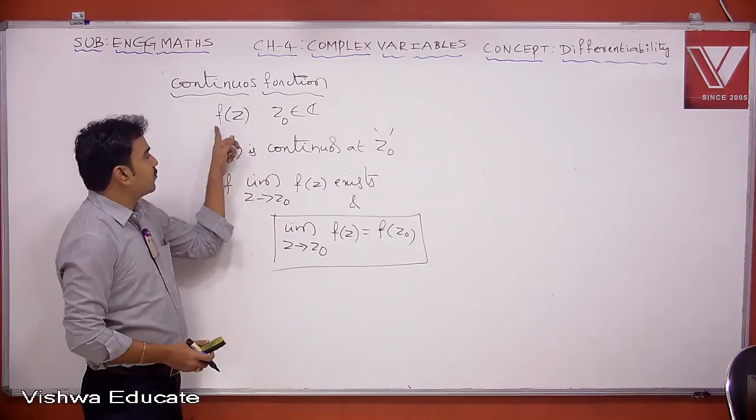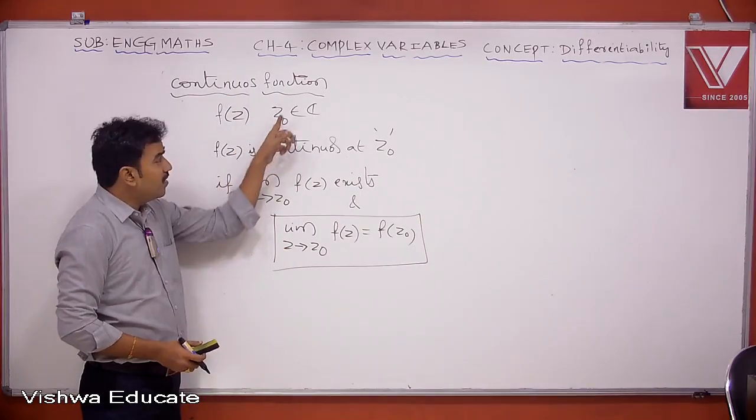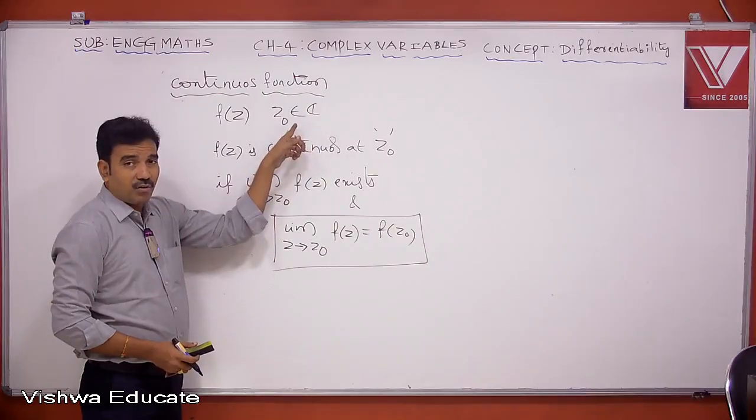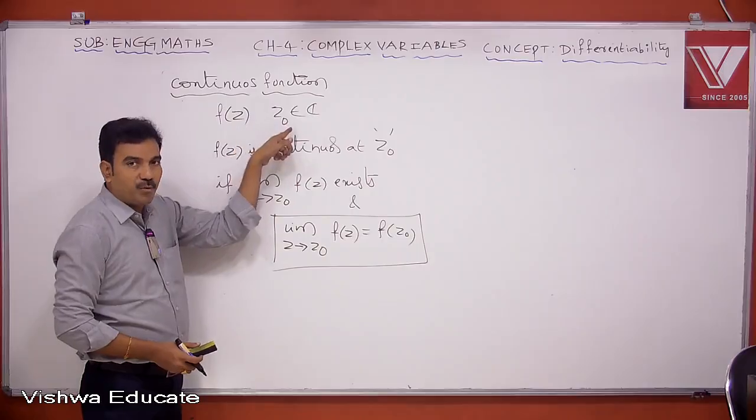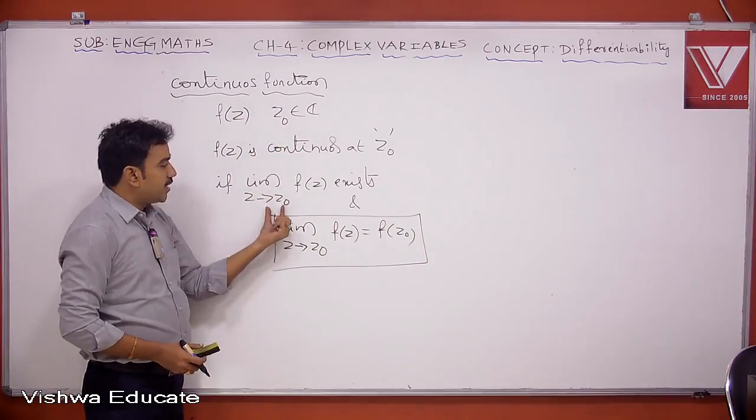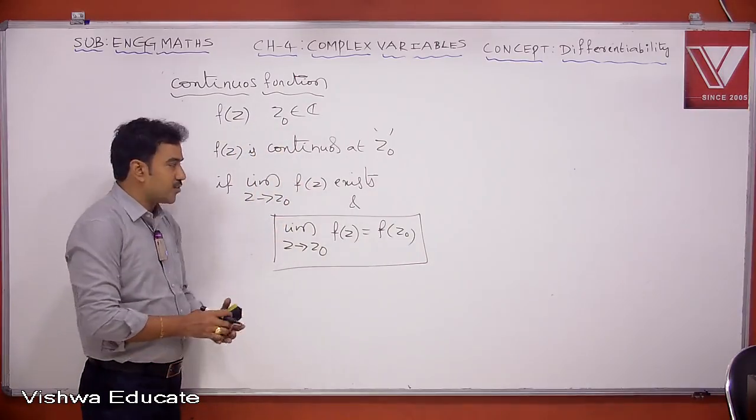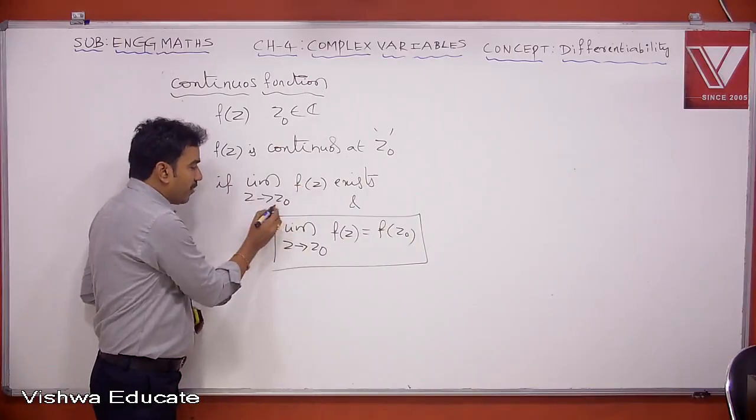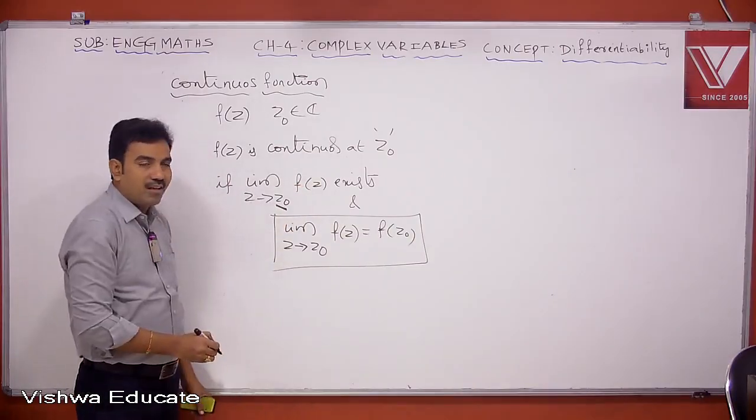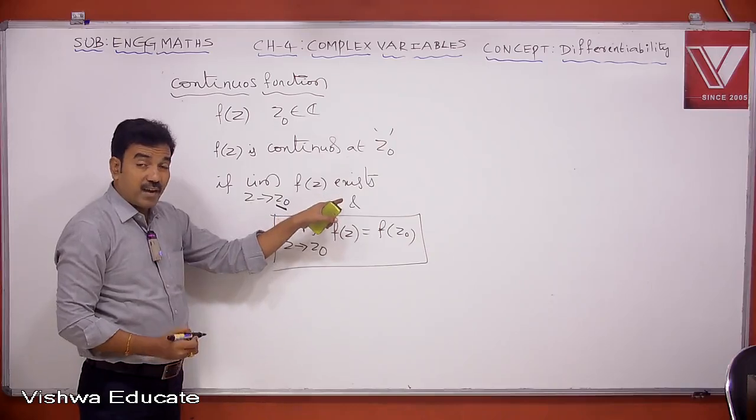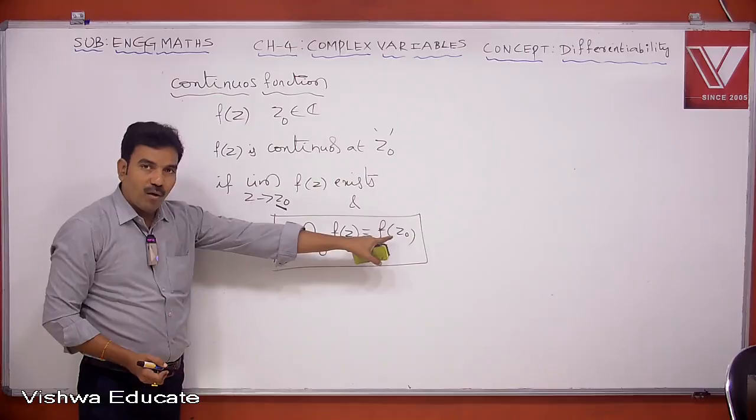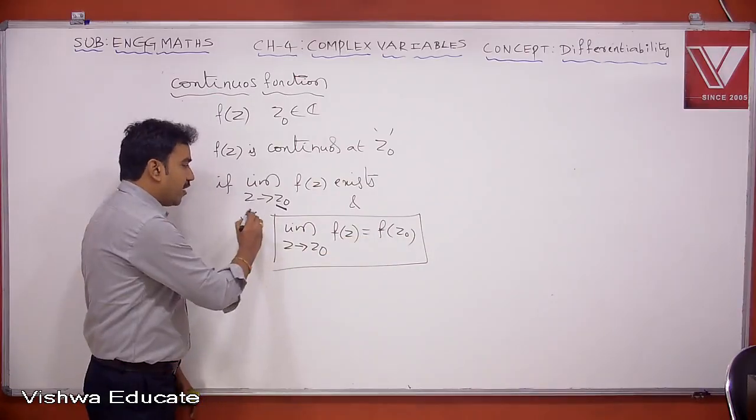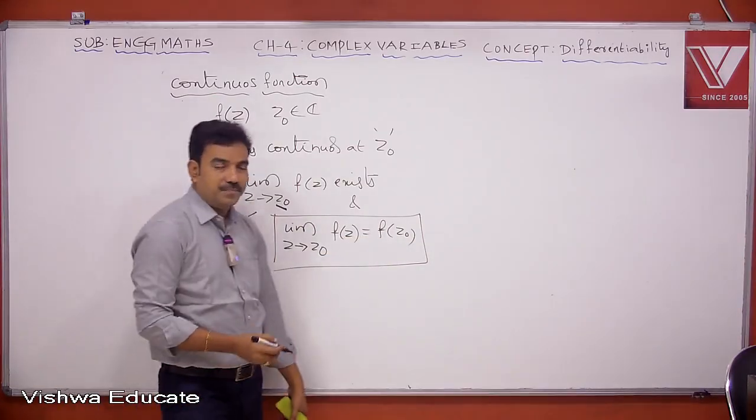We have a complex valued function f of z. This is my complex number z naught, general complex number. We say that f of z is continuous at this point z naught if limit z tends to z naught, f of z exists. That means the limit of this function must exist at this point z naught. Exist means it's a valid number. It can be real or complex and that number must be equal to functional value. In that case, we say that f of z is continuous at z naught.